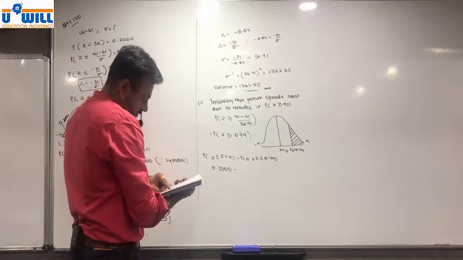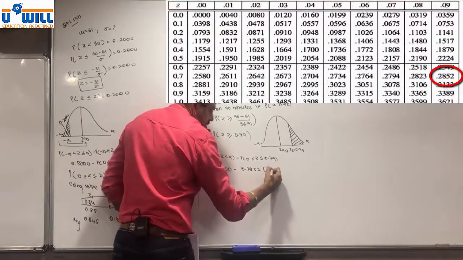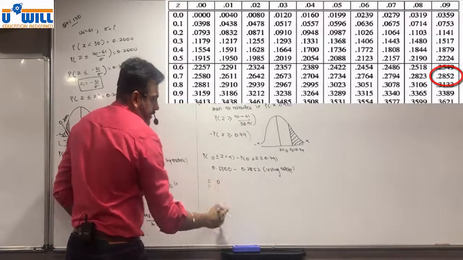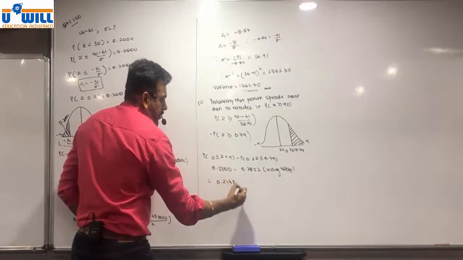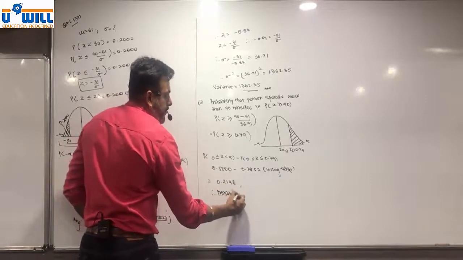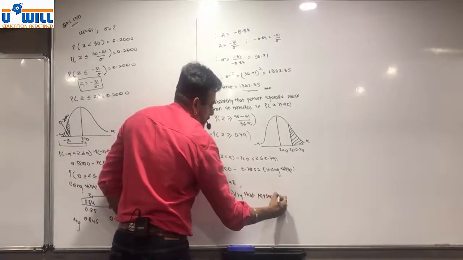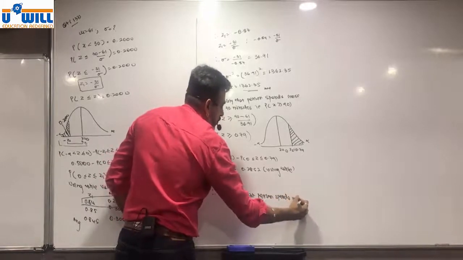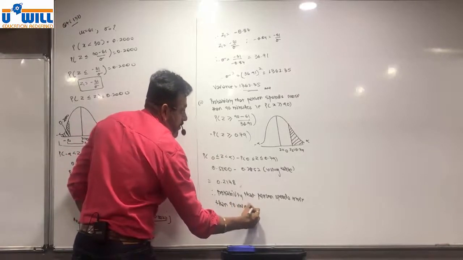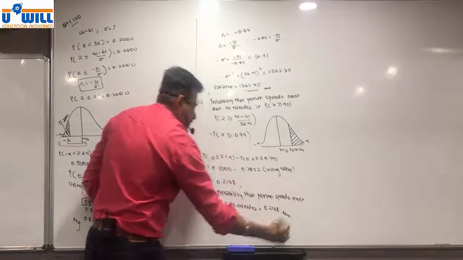0.79 using table is 0.2852, which gives 0.5000 minus 0.2852, equal to 0.2148. Probability that a person spends more than 90 minutes is equal to 0.2148. Answer.